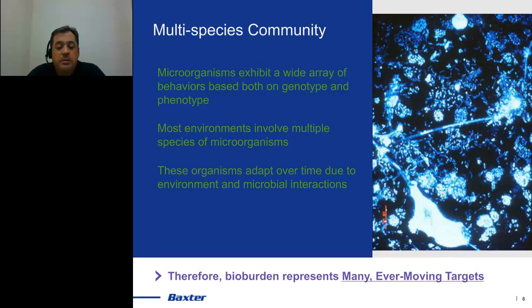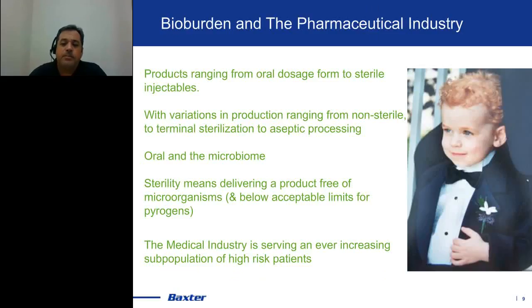And these organisms will adapt over time. If we put pressures on them, they will select for the most tolerant organisms, and you will see those being the most prevalent over time. To summarize that, the way I think of bioburden in the manufacturing environment is as many ever-moving targets. So it's certainly a challenge as we try to prevent these.